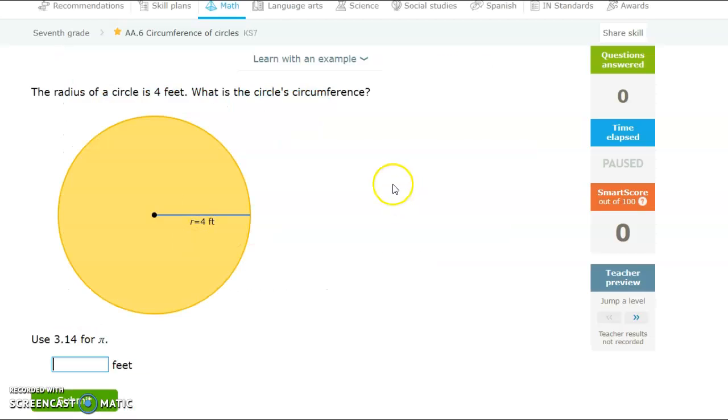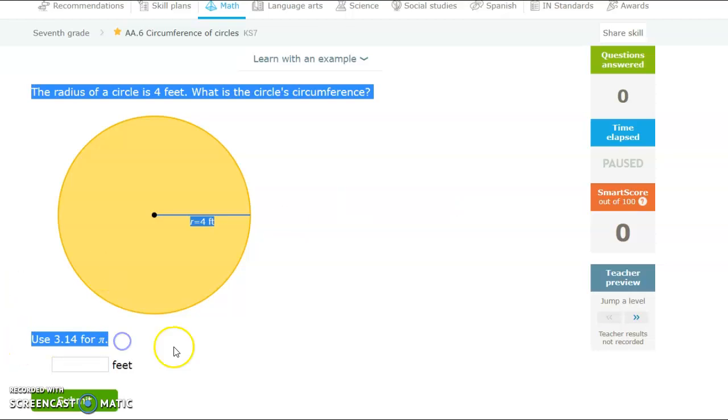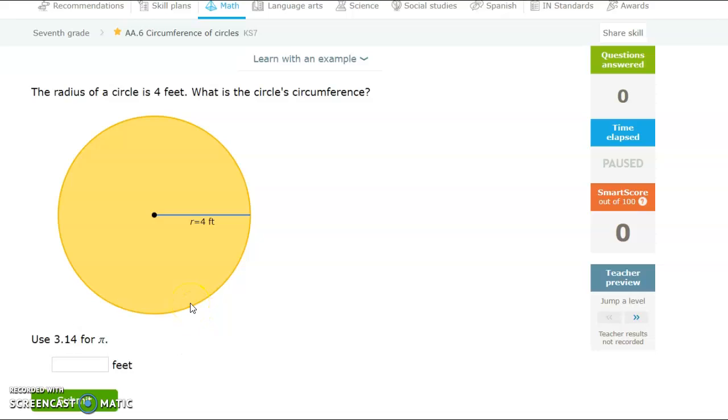So when you get to skill KS7, Circumference of Circles, you have to remember your circumference formula. So that is C is equal to pi times the diameter. So IXL wants you to use 3.14 for pi instead of hitting the pi button. So you're going to be taking 3.14 and multiplying it by the diameter of the circle. And remember, the diameter is all the way across the circle, the distance all the way across.